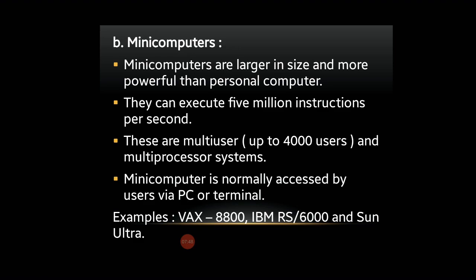Client server architecture can be established. You will come to know what client server architecture is in the coming chapters. Examples: VAX 8800, IBM RS6000 and Sun Ultra. These are some mini computers. A 3-mark question they might ask: micro, mini, explanation they might ask in 3 marks.